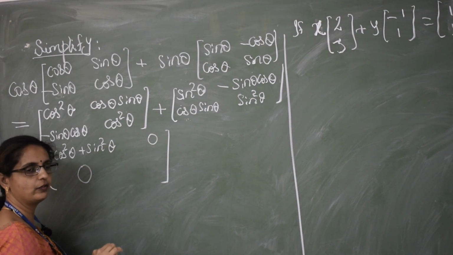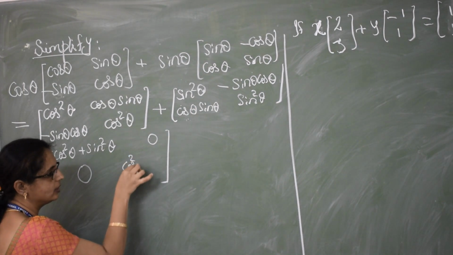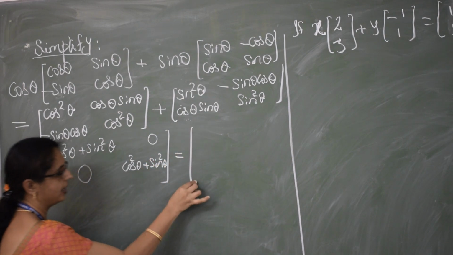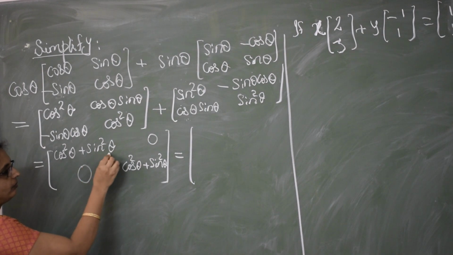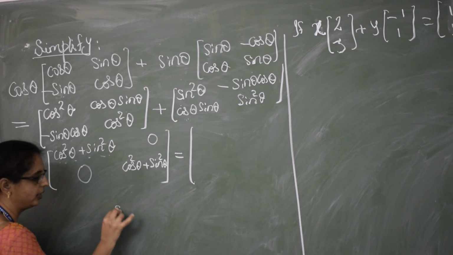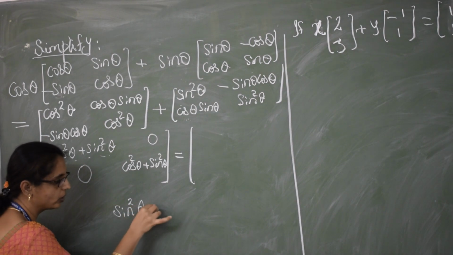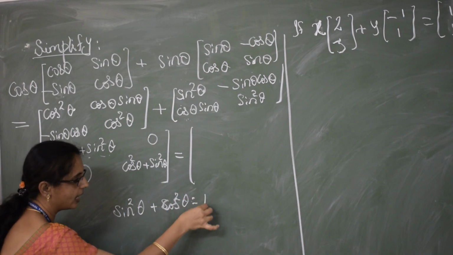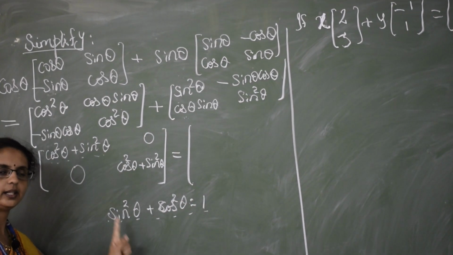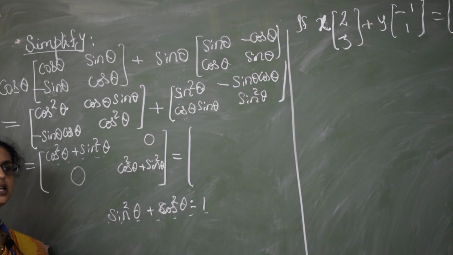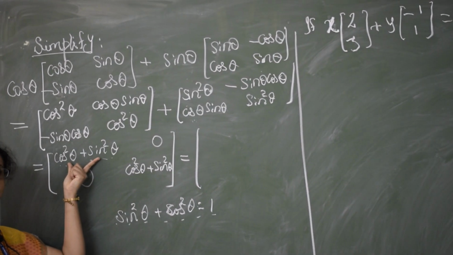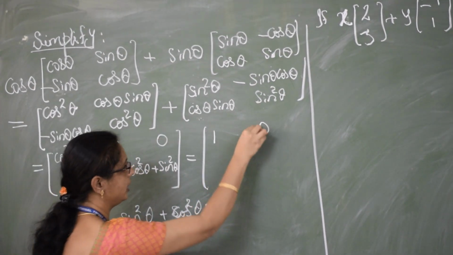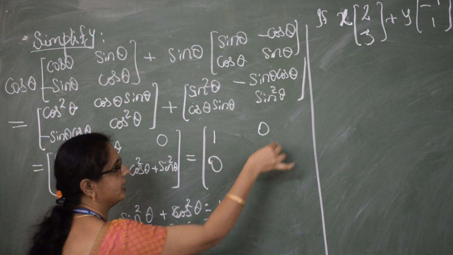Coming to the last entry of the matrix, cos square theta plus sin square theta. Now let us check. This is one of the most important trigonometric identities. If you all remember, sin square theta plus cos square theta is equal to 1, isn't it? In place of cos square theta plus sin square theta, I am going to write 1. So the matrix is 1, 0, 0, and finally 1.